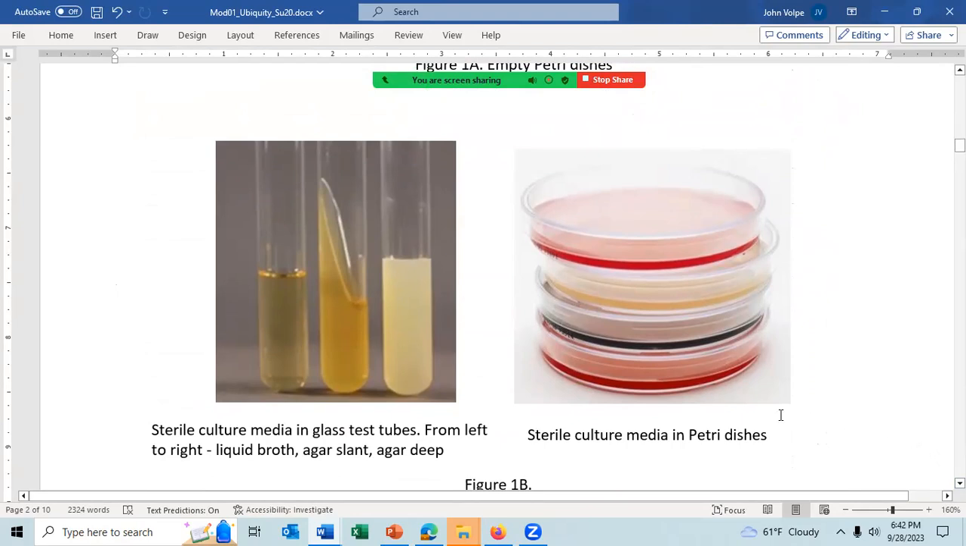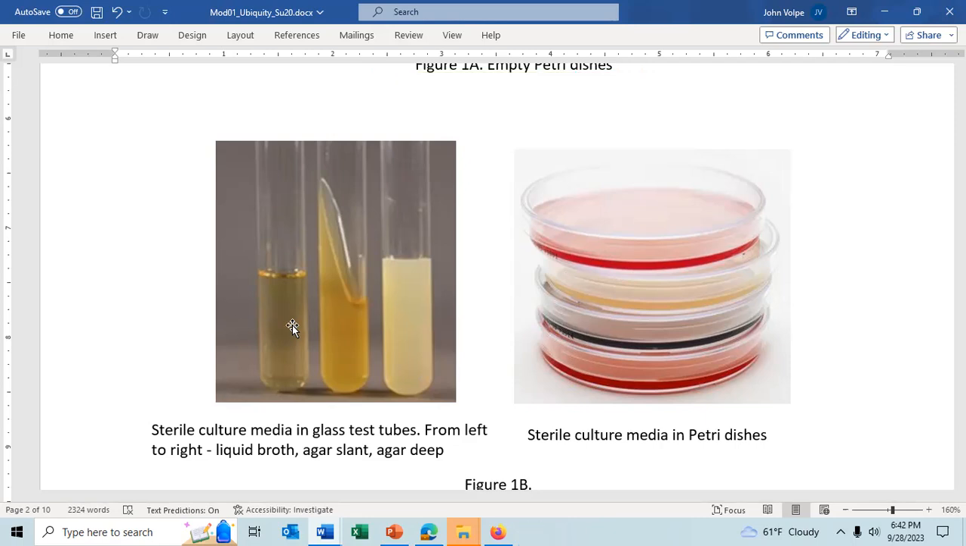Usually when we have a plate, we will have a solid media because it's too easy for a liquid to be spilled out of a plate. If we have a liquid media, we normally grow it in a tube. However, that does not mean you can't have a solid media in a tube. And actually, we have two different types of tubes containing solid media.